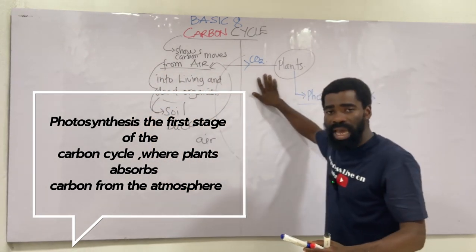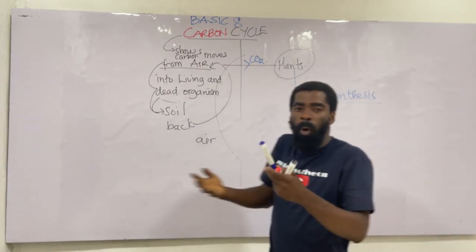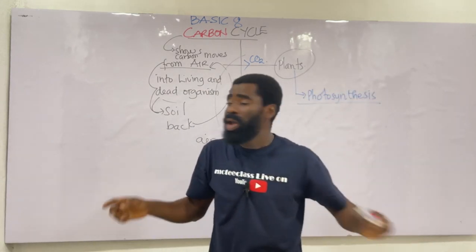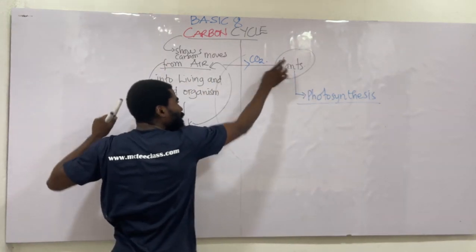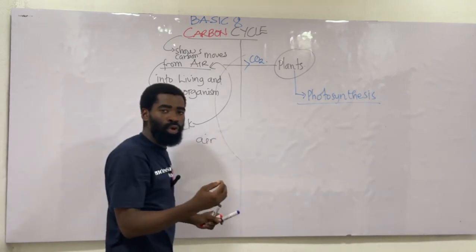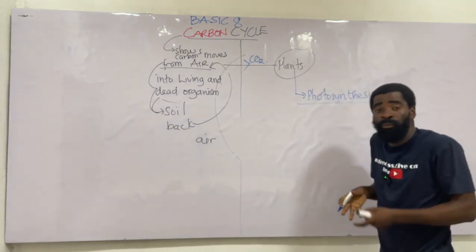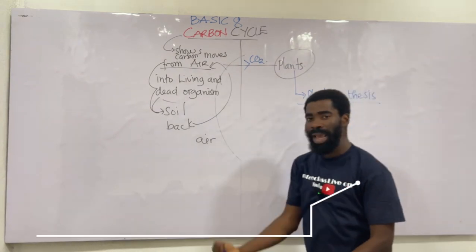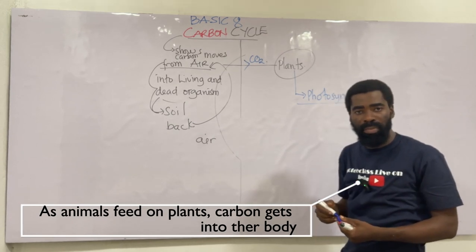The carbon dioxide in the atmosphere, and also in the presence of sunlight, they're able to manufacture their own food. When they do that, the carbon has now moved from the atmosphere into a living thing, plants, a living thing. The animals will come and feed on the plants as food. The moment you feed on the plants, you now get the carbon into your system as a living thing. Hear the point I'm making here.